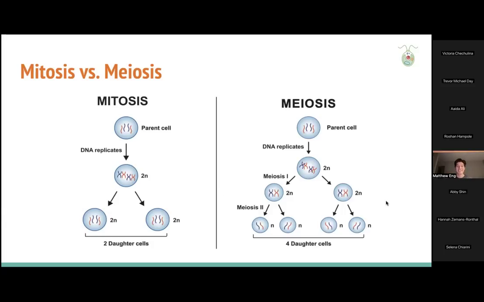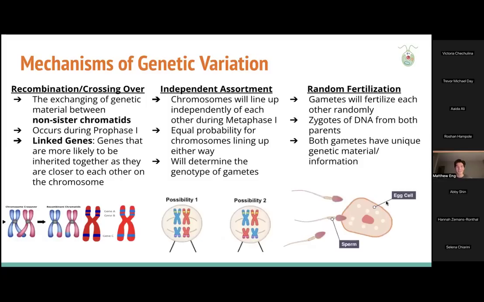Next slide, please. All right. So in meiosis, the gametes that we make have a lot of genetic variation, and that's mainly because of these three reasons. The first one we've talked about already a little bit is recombination, or crossing over. That's the exchange of genetic material between non-sister chromatids.